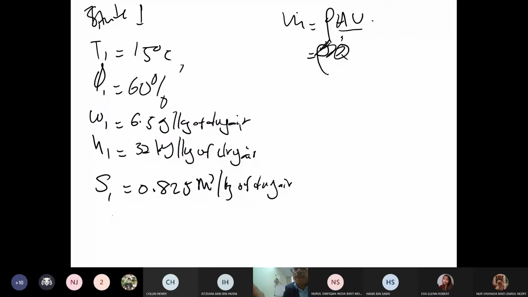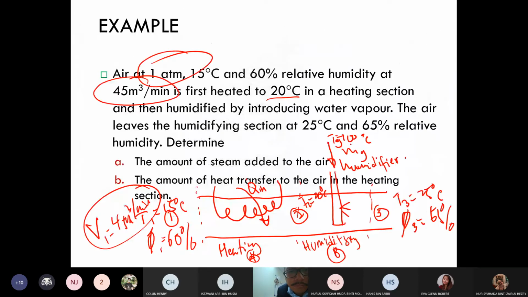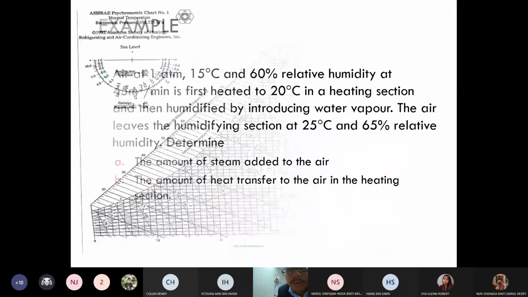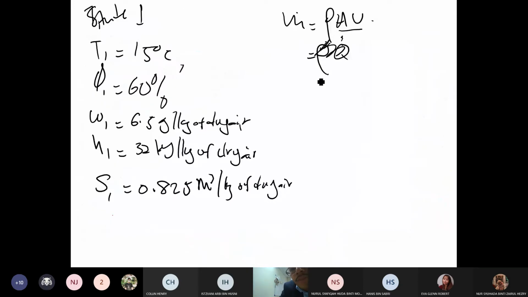Okay, so this is apa ni? This is volume cubic. So this is equal to, oh yeah, betul lah. So this is equal to where rho is equal to, unit dia adalah apa? Rho is kilogram per m cube kan? So S is inverse of the rho.